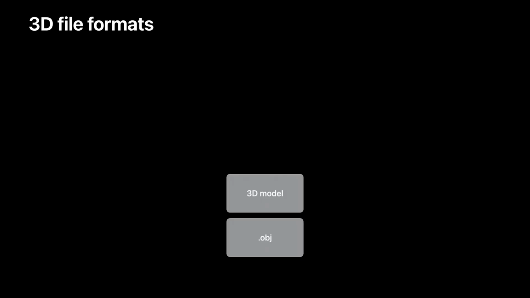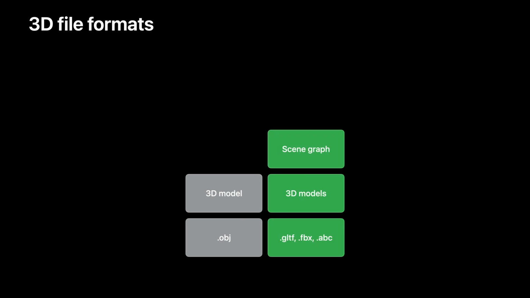Let's take a high-level look at other formats out there today. The most basic format is OBJ, which often essentially contains just a single 3D model. It has limited support for materials and no support for animations. Then there's a large group of more modern file formats. These usually support multiple models that can be laid out in a scene graph and have varying levels of support for material and definitions. Many are tied to proprietary tools.